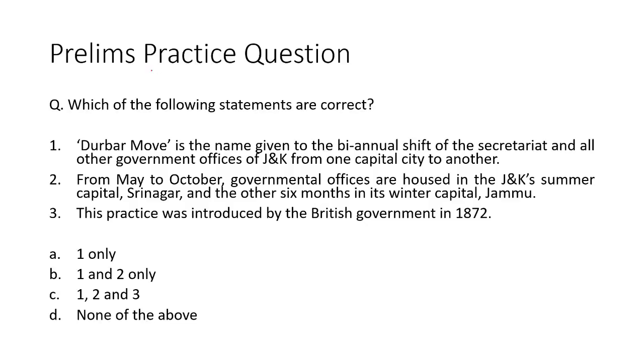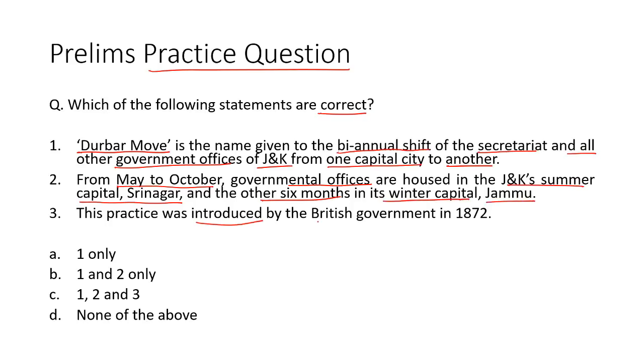Now let's take up the second practice question. Which of the following statements are correct? Durbar move is the name given to the biannual shift of the Secretariat and all government offices of Jammu and Kashmir from one capital city to another. From May to October, governmental offices are housed in the J&K summer capital, which is Srinagar, and the other 6 months in its winter capital, that is Jammu. This practice was introduced by the British government in 1872.